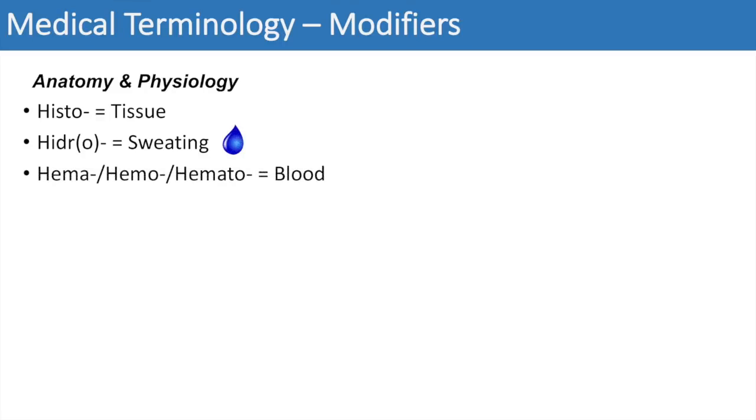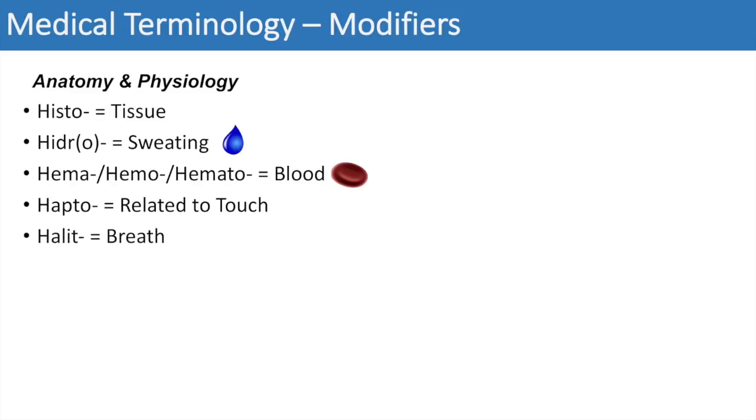Another one that's very important is hema, hemo, or hemato, which means blood. So again, we've talked about hematology or hematemesis. Another one is hapto, which is related to touch. So you can think of words like haptic. Halit means breath. So when someone has bad breath, that actually is a condition we call halitosis.